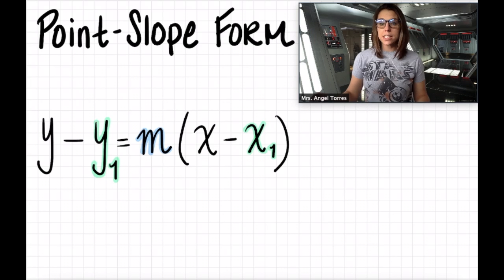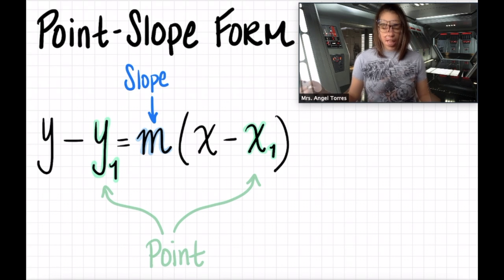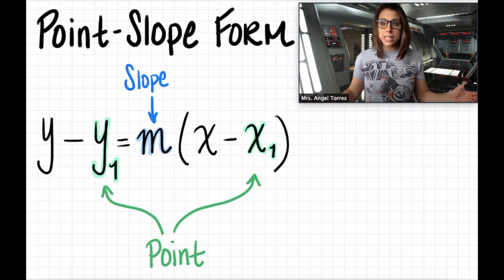And there's two pieces of information here. First of all, the coefficient of the group, m, is the slope of the line, and the x1 and y1 in this form is the point on the line.